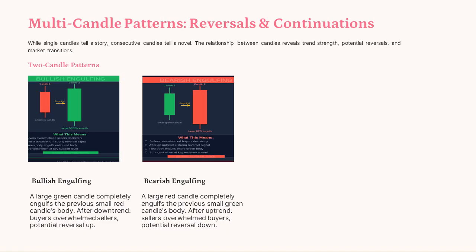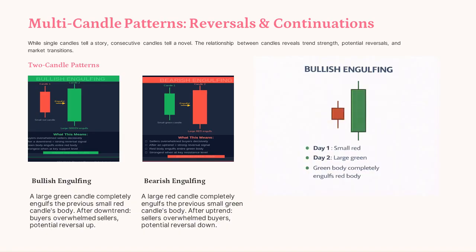The psychology is a complete shift in sentiment. On day 1, bears were winning. On day 2, bulls stepped in with such force that they wiped out the previous day's entire move. The larger the second candle, the stronger the signal. And the more volume on that second candle, the more reliable the pattern.